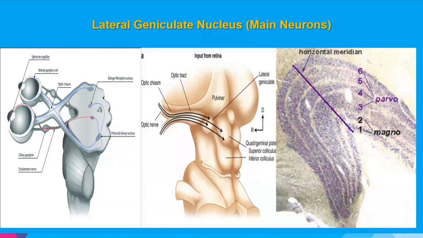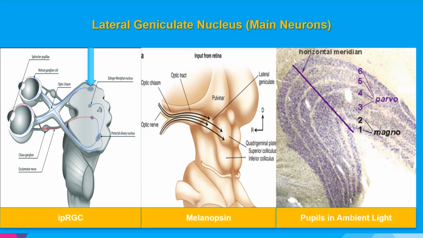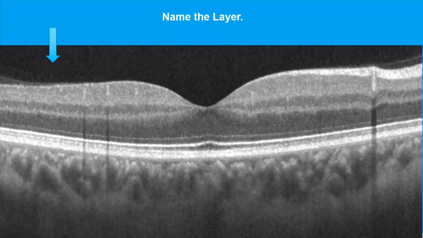Okay, so we're going to go to the lateral geniculate nucleus again. I'm pointing at that one. What ganglion cell deals with that particular pathway? What is that pathway dealing with? Edinger-Westphal nucleus. That's called the pretectal olivary nucleus. The intrinsically photosensitive ganglion cell. And why do you know that? What is this one dealing with? Your pupillary light reflex. Perfect. Pupillary light reflex. IPRGC, melanopsin, pupils in ambient light, or what have you. Perfect.